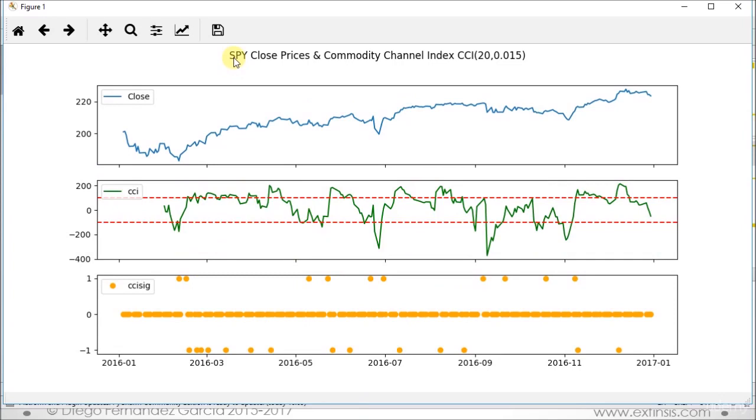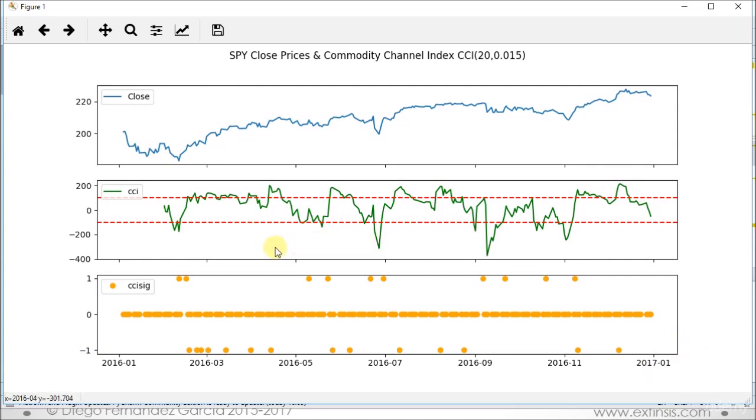So the name is SPY, close prices and commodity channel index CCI for 20 days, and the corresponding constant term of 0.015. At the top we have our close prices with a blue solid line. At the middle we have our commodity channel index in green with the corresponding lower and upper thresholds. And at the bottom we have our corresponding trading signals. 1 is buy, 0 do nothing, minus 1 sell. These 3 subplots share their horizontal or dates axis from the beginning of 2016 to the beginning of 2017.